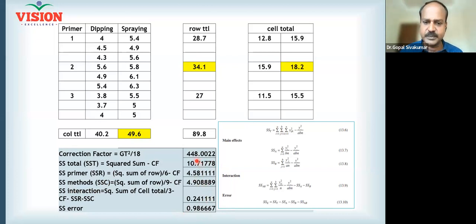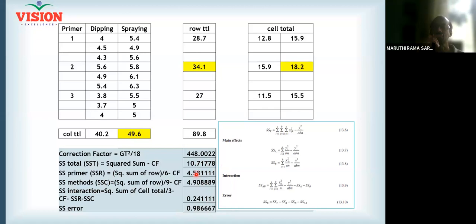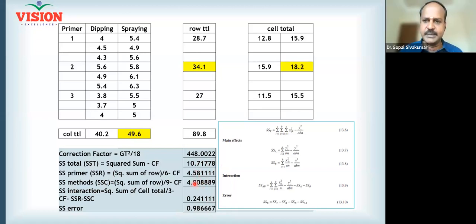This is total. This is the primer effect. This is the painting method effect. This is the interaction effect. Even after subtracting all the effects, I could still see some variation. The balance is error.